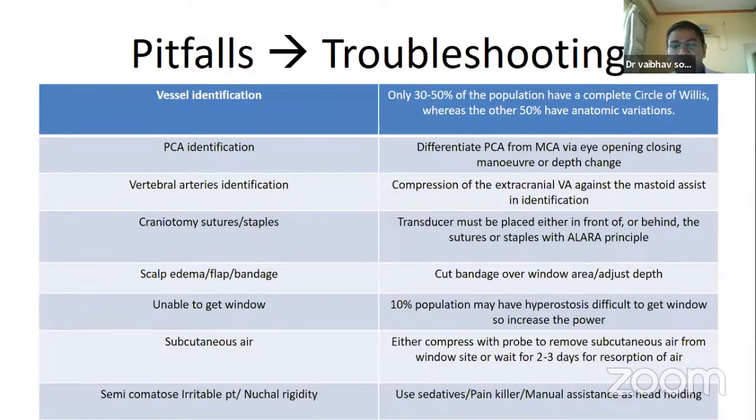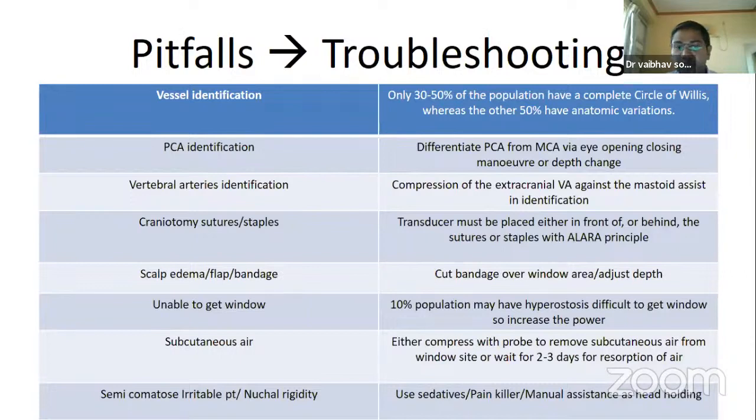Sometimes patients of RTA or decompressive craniotomy patients come for the TCD. In those patients, the transducer must be placed either in front of or behind the sutures or staples, with the ALARA principle. For scalp edema or flap bandages, we have to cut the bandage over the window area and adjust the depth. If we're unable to get the window, 10% of the population may have hyperostosis, making it difficult to get the window. So we have to increase the power so that we can get some window to insonate the vessel.